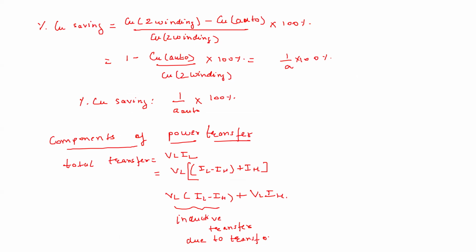So they may ask you to calculate the power due to transformer action. You do not calculate the output power; you calculate this inductive transfer power, and then this other part is called conductive transfer. Getting the inductive transfer is easy: you get the number of turns in the common winding into the current flowing in the common winding.